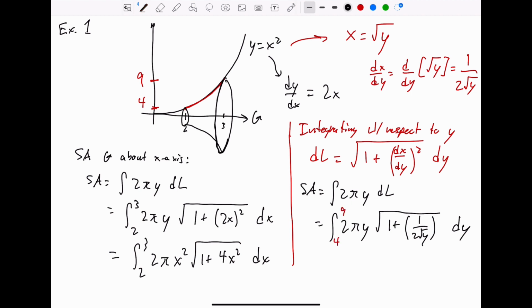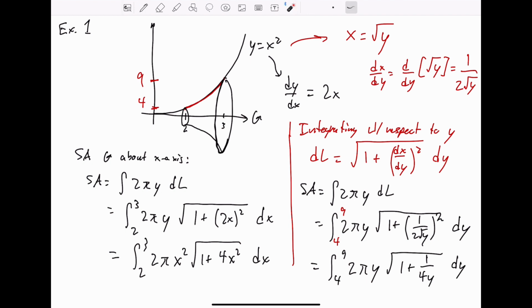Let's do one more step to simplify just a bit more. We have the integral from 4 to 9 of 2 pi y times the square root of 1 plus, and this expression here should be squared. If we square the 1 divided by 2 square root of y, 2 squared is 4, and the squaring undoes the square root. So we could write this as 1 over 4y, dy.